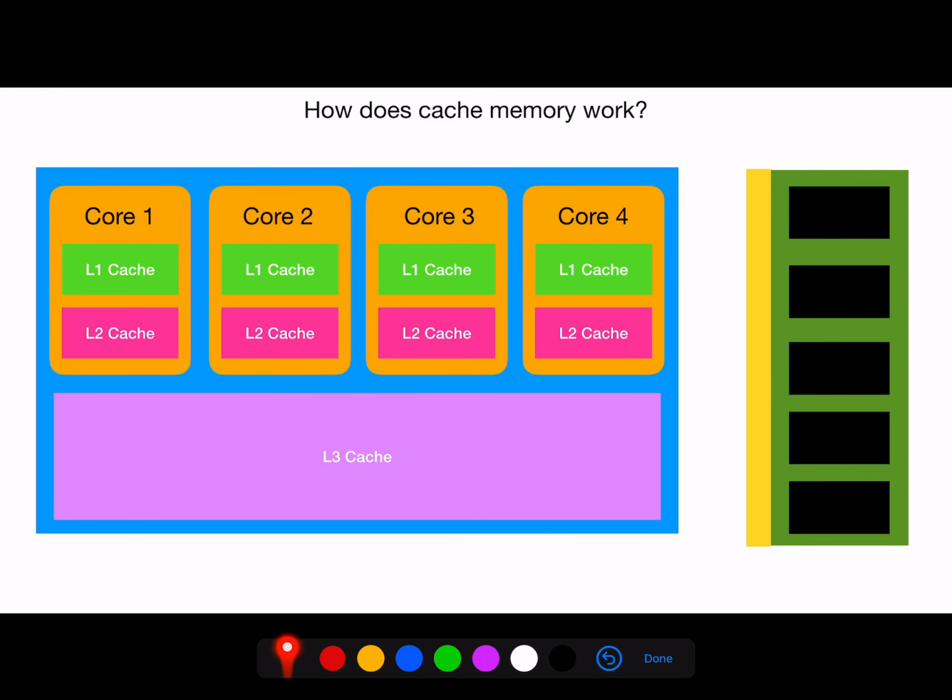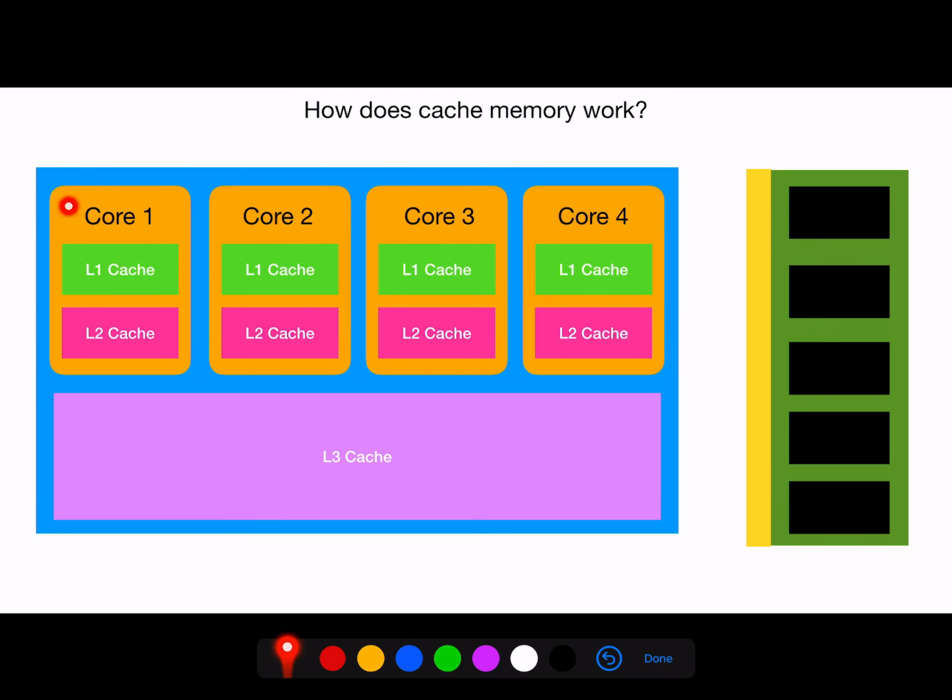Okay, so we're going to have a little look at how cache memory works. We have primary storage, otherwise known as RAM. Here's my expertly drawn stick of RAM, and RAM is pretty fast. It's much faster for the CPU to get data from RAM than it is from the hard drive or solid state drive. Here's my CPU.